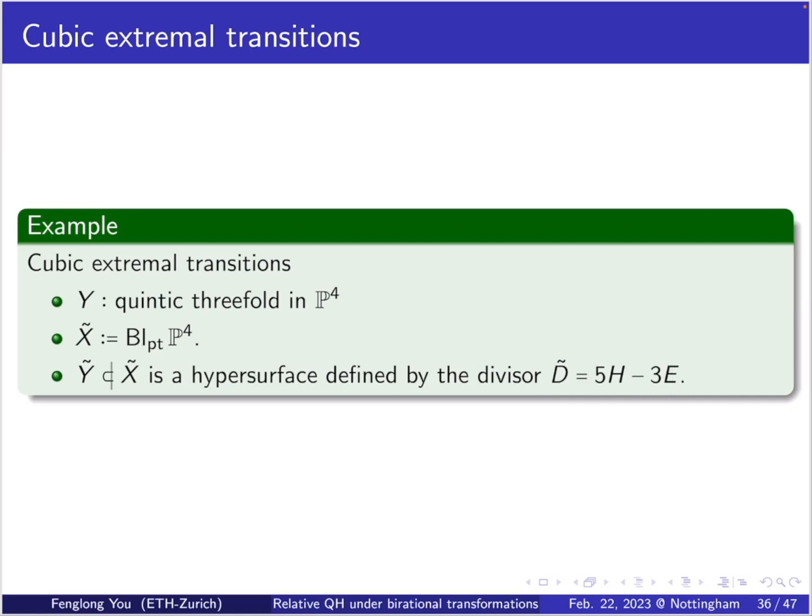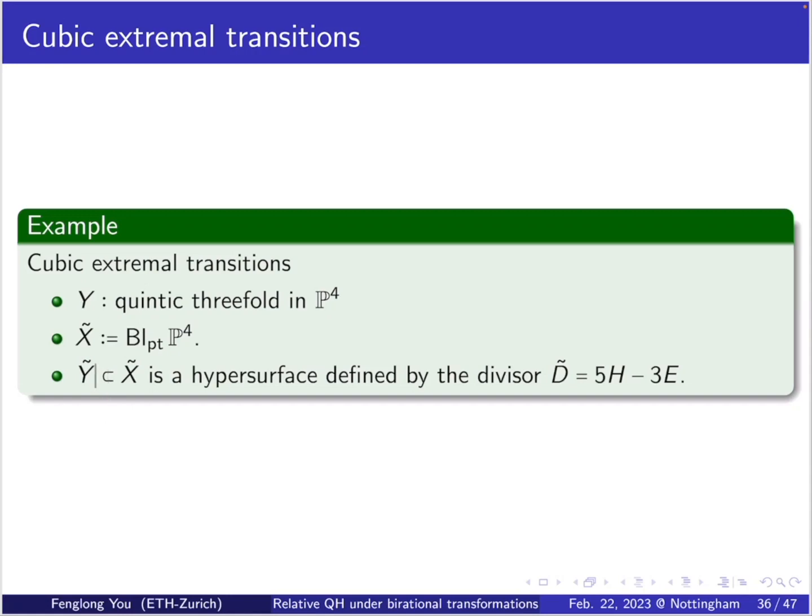Now this is a cubic extremal transition because if we look at the exceptional divisor of X tilde, it's a P3, right? Y tilde intersected with this P3 is given by 3E, so it's a cubic surface, and the cubic surface is contracted by the blow-down map from this blow-up to P4. So this is why the cubic surface is contracted, and then we smooth that out and we get a quintic threefold. That's an example of a cubic extremal transition.